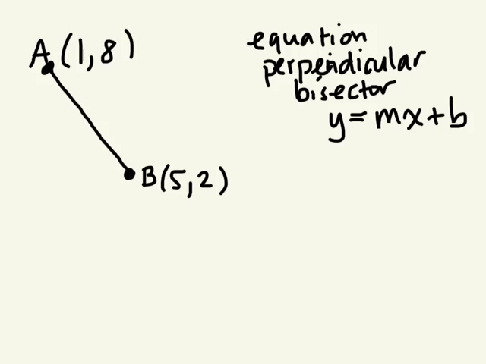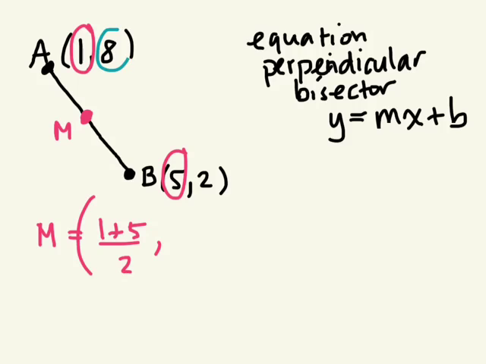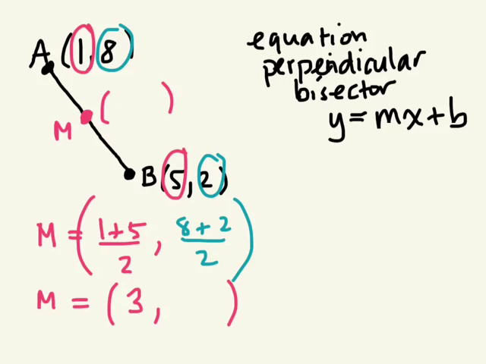Yes? We have to find the midpoint. We know that it has to hit somewhere in between these 2 points. In the middle, sorry. It has to be in the middle of these 2 points. We know that the midpoint will be located halfway between our x coordinates, so 1 plus 5 divided by 2, and halfway between our y coordinates, 8 plus 2 divided by 2. What is the coordinate of this midpoint? Okay, 3, 5. This is where the midpoint is located, and if you have it on your graph, you can visually see that.